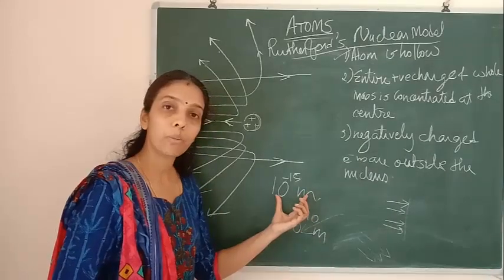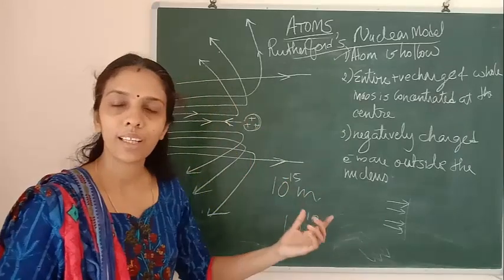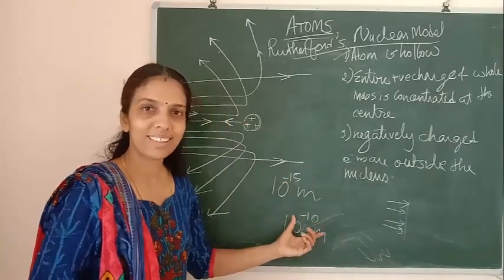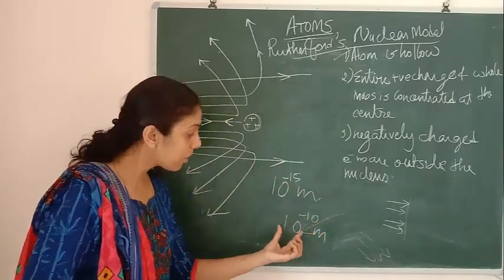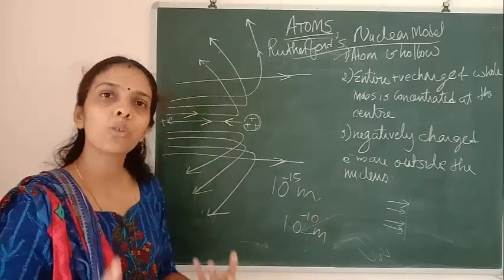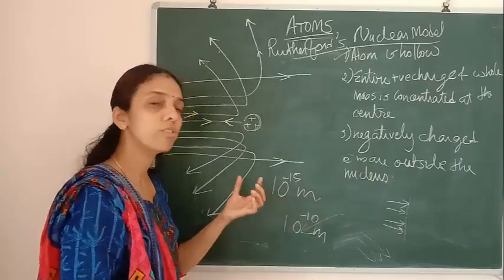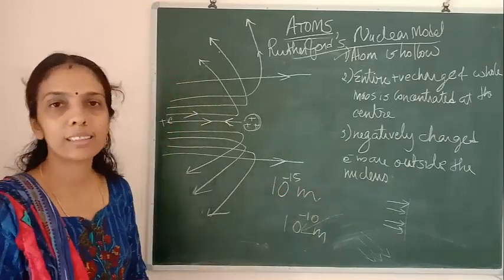But this is minus 15 and minus 10. Don't think 10 to the power 15, then 10 to the power 15 would be more, isn't it? So it's not like that. 10 to the power minus 10 meter is the size of the entire atom. So the nucleus, which has the size of 10 to the power minus 15 meter, can sit inside that.